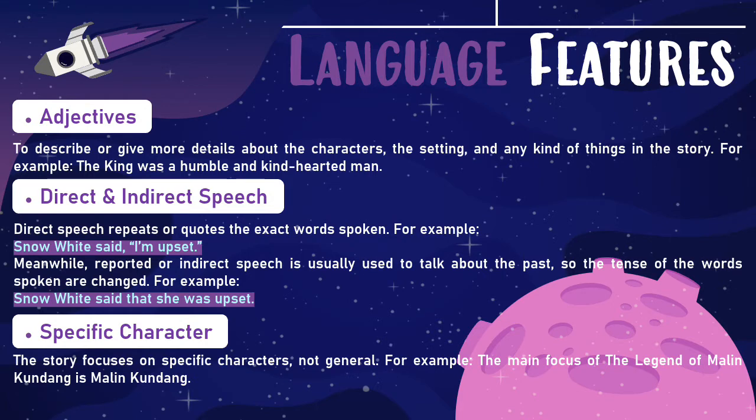There are also direct and indirect speech. Direct speech repeats or quotes the exact words spoken. For example, Snow White said, "I'm upset." Meanwhile, reported or indirect speech is usually used to talk about the past, so the tense of the words spoken is changed. For example, Snow White said that she was upset.